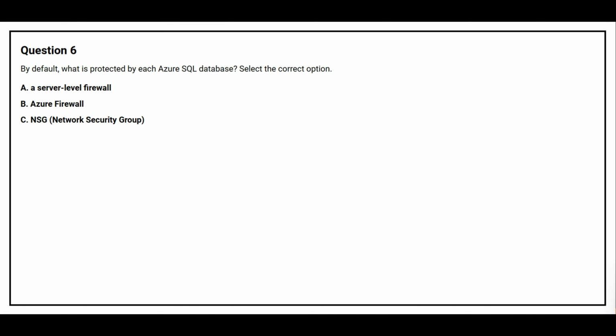Question number 6. By default, what is protected by each Azure SQL database? Select the correct option. Option A, a server-level firewall. Option B, Azure Firewall. Option C, NSG, Network Security Group. The correct answer is option A, a server-level firewall.